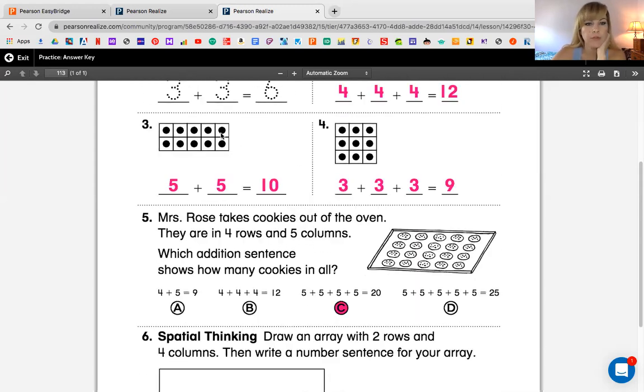Number 3, I have 2 rows. I have a row here and a row here, which is why I have 2 lines that represent the first row and the second row. And each row has 5 dots. So 5 plus 5, and my total, or the sum, is 10.